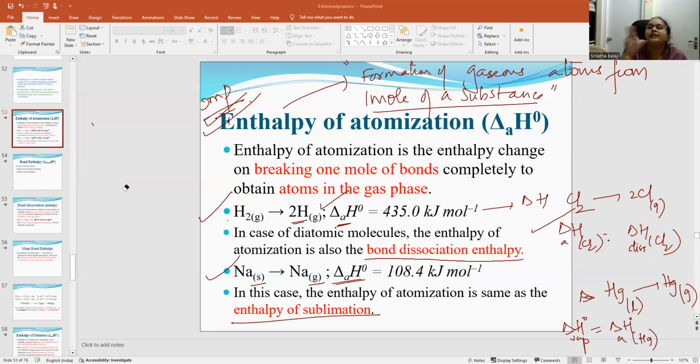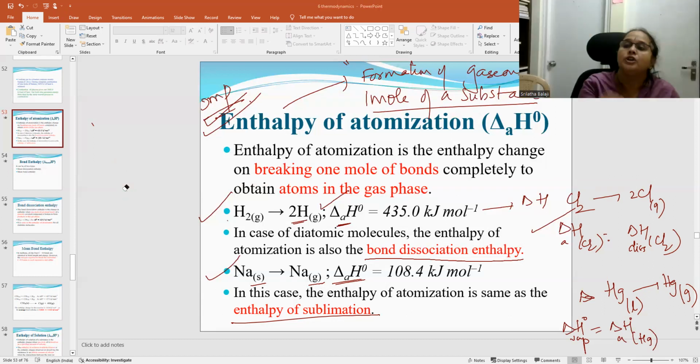So, based on the definition, you should be in a position to create the equations. You should be creators of equations here. As far as the thermochemistry part is concerned, you should be in a position to design the equation. Keep this in mind. Only then you will master this. If you're not thorough with the definition, not thorough with the interpretations.